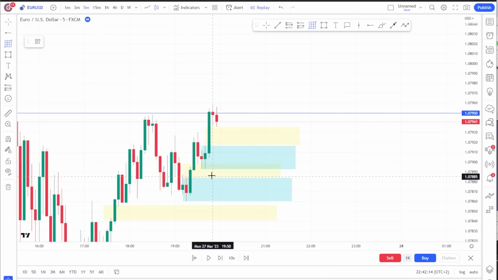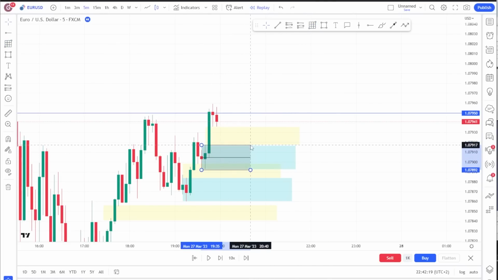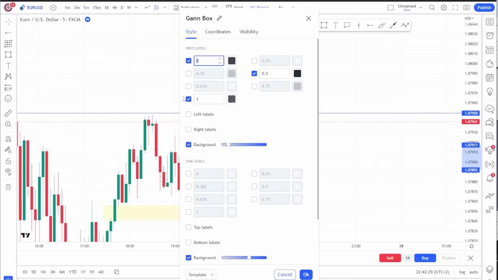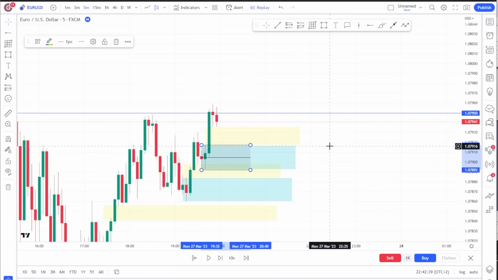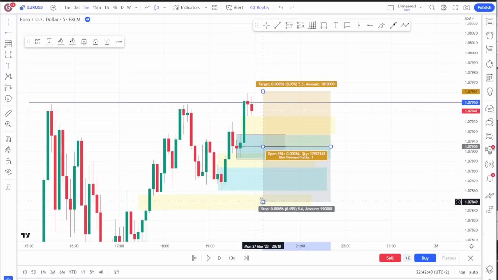And my entry is normally on the EQ. Okay, so I use this box tool. If you want to see the settings that I have here to allow you to see the 50%, these are the settings here. So the 0.5, the 1 and the 0 are selected. You can choose whatever colors you want and make it however dark you want it to be. So this gives me the 50% of this order block, and it allows me to place the entry at halfway, like so.